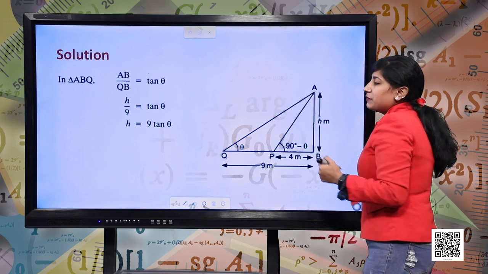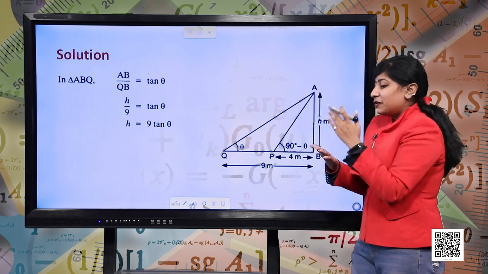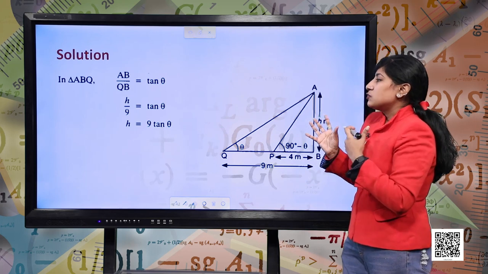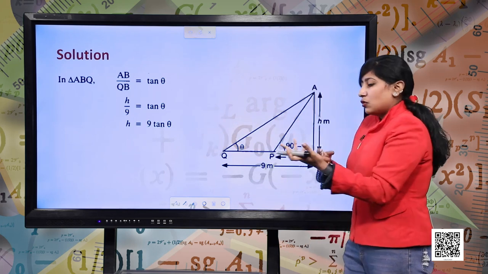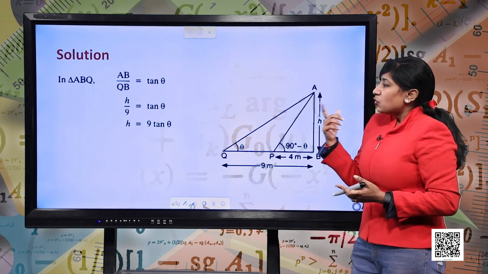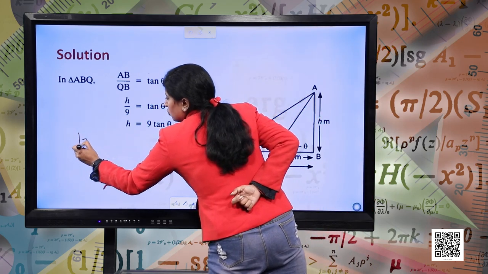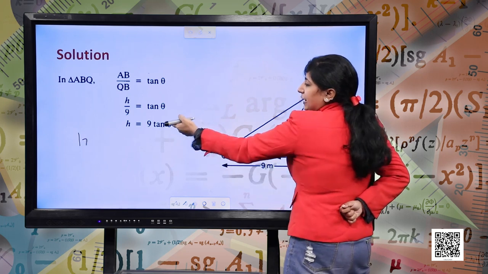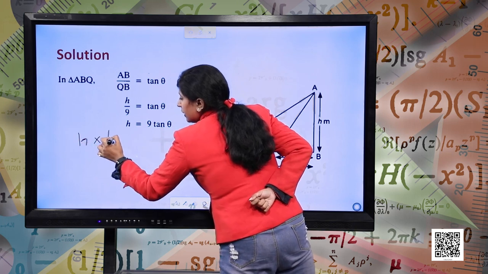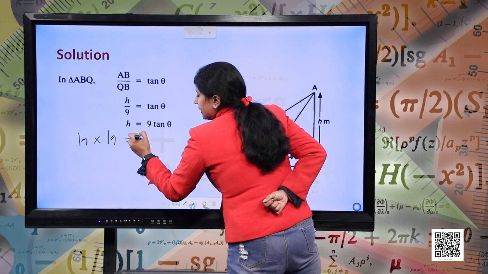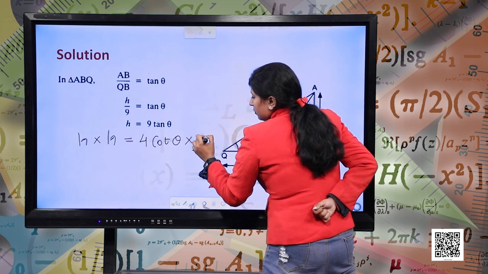Now, earlier we found out that H is equal to 4 cot theta and here H is equal to 9 tan theta. But we need to find the value of H. So we are going to do something with the help of which we can eliminate this theta. You know that tan theta into cot theta is 1. So what I do is multiply the two equations, H equal to 4 cot theta and H equal to 9 tan theta. If you multiply the LHS of these two equations, you get H into H. And if you multiply the RHS, you get 4 cot theta into 9 tan theta.